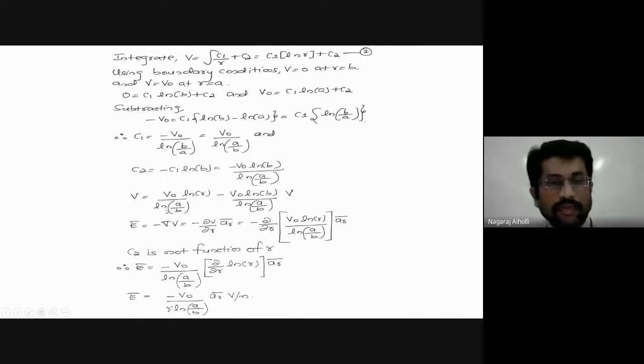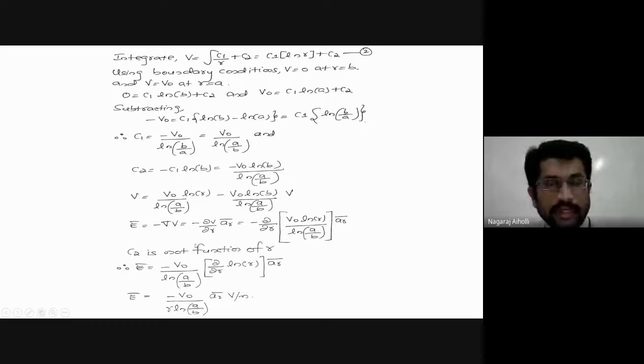Therefore, V is given by, what is the equation for V, students? V is C1 ln r plus C2. Consider equation 2, V equal to C1 ln r plus C2. Substitute C1 and C2 in this equation. We get V is equal to V0 divided by ln of a by b into ln r, plus C2. C2 is minus V0 ln b divided by ln of a by b volts.